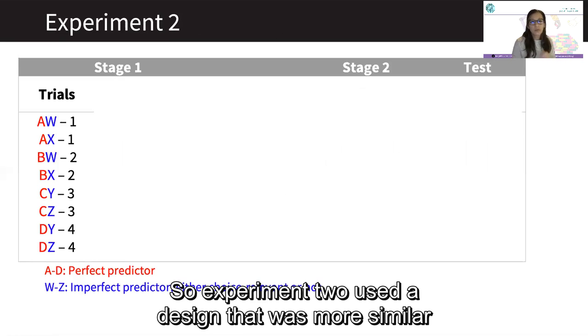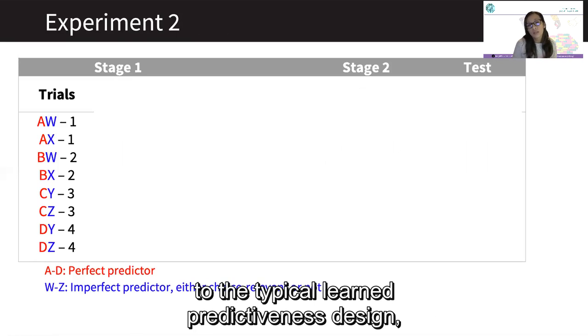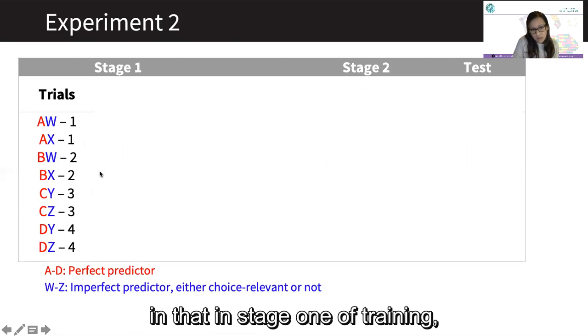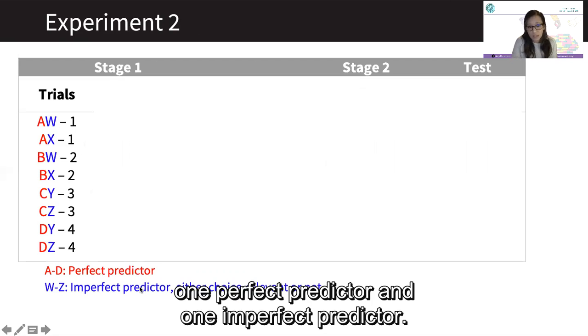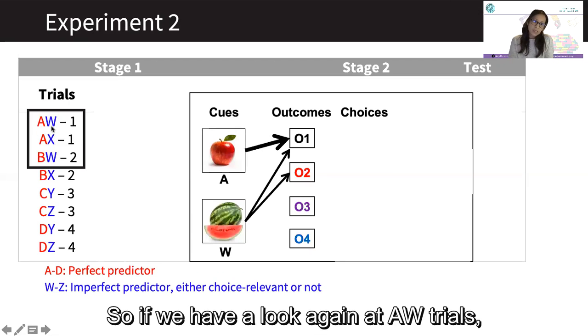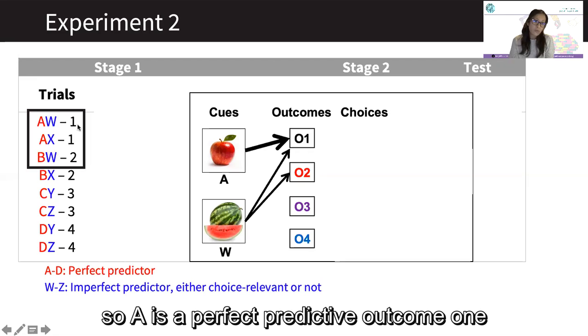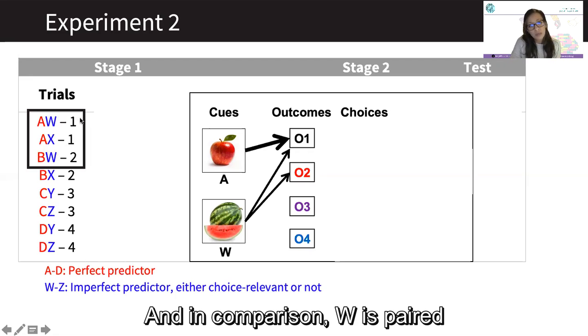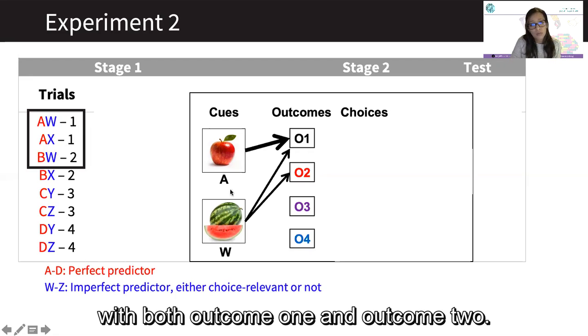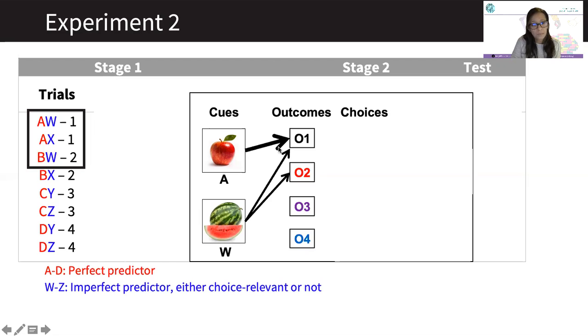Experiment 2 used a design that was more similar to the typical learned predictiveness design, in that in stage 1 of training, each of the compounds consisted of 1 perfect predictor and 1 imperfect predictor. If we have a look again at AW trials, A is a perfect predictor of outcome 1, so every time A appears, outcome 1 is the correct answer, and in comparison, W is paired with both outcome 1 and outcome 2, and that's represented here.